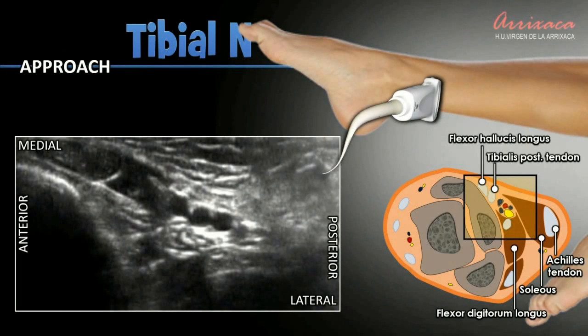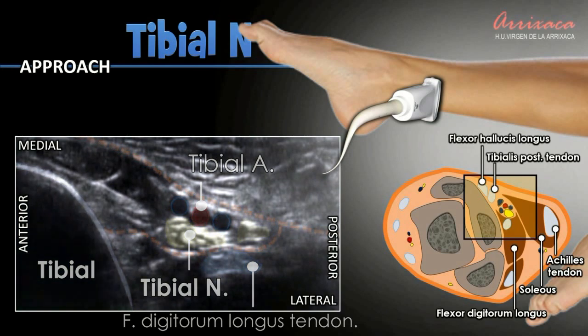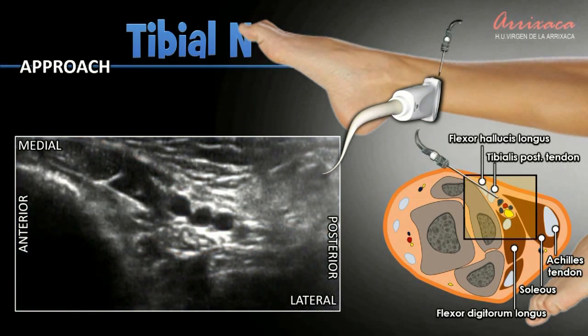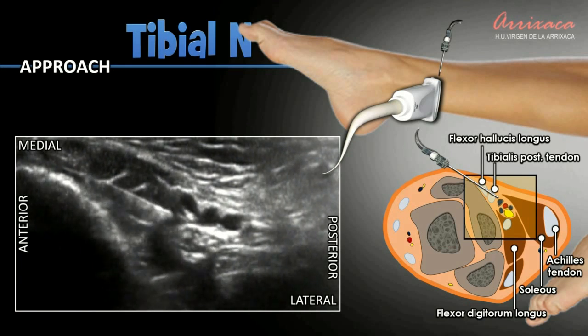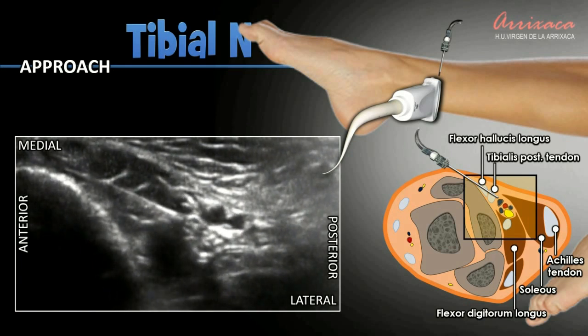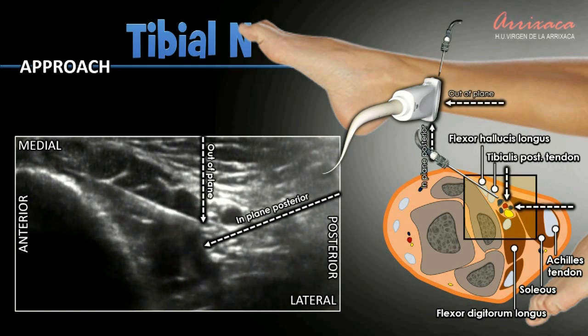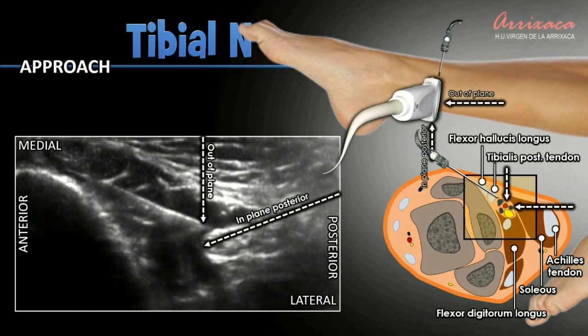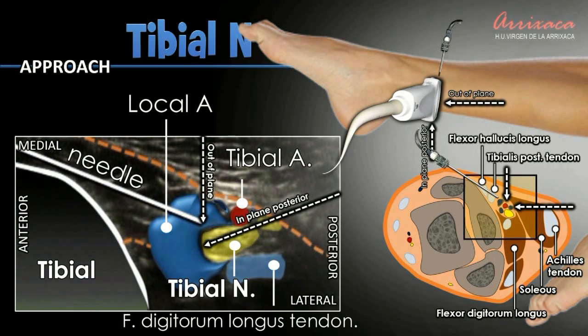In this video, we can see that the vasculature is out of the way to perform our approach in plane from anterior approach. The anesthetic is deposited slowly while making sure there is homogeneous distribution around the tibial nerve. Typically, the approach should be performed out of plane from the medial or in plane from the back to avoid vascular puncture.